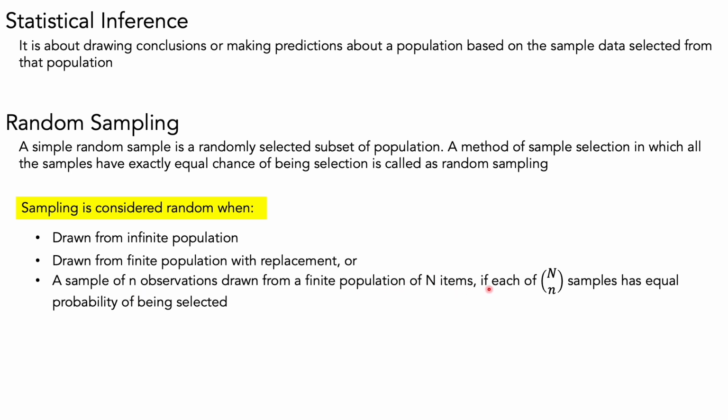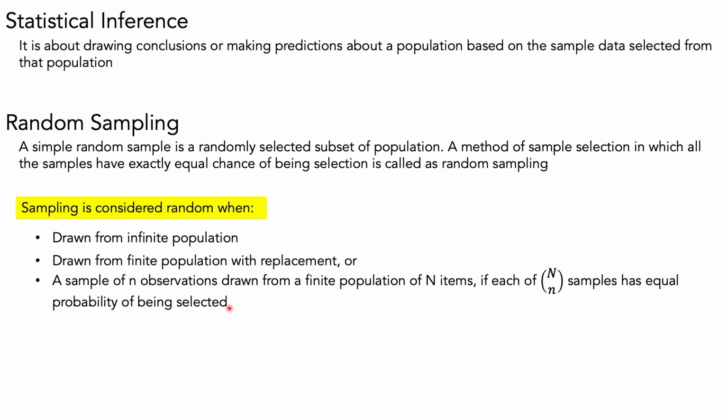Then these are the combinations that we can make. From capital N, taking small n, the number of observations in the sample, from this combination, if all the samples have equal probability of being selected, then the collected sample will be considered a random sample. Random samples have very high respect in statistics because they are collected without any bias.